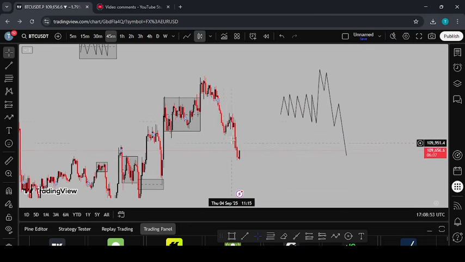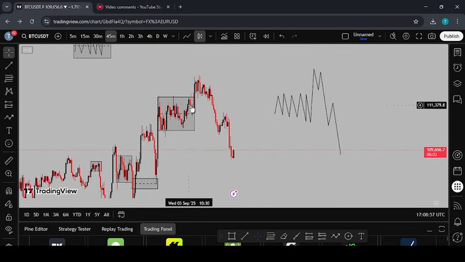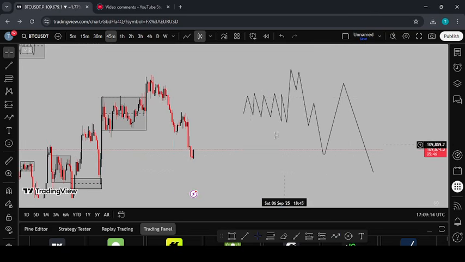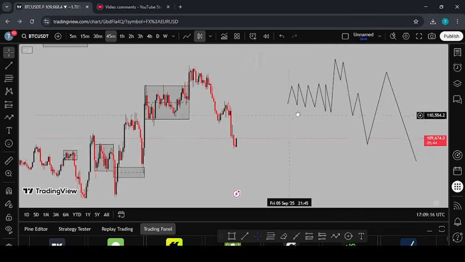So for me, this is the manipulative stage. So what would happen here? I'll be waiting for market to do a what? To complete the distribution. Now there's a structural liquidity here. There's a POI here. So what will I be waiting for? I'll be waiting to catch the distribution phase. This is power of 3.